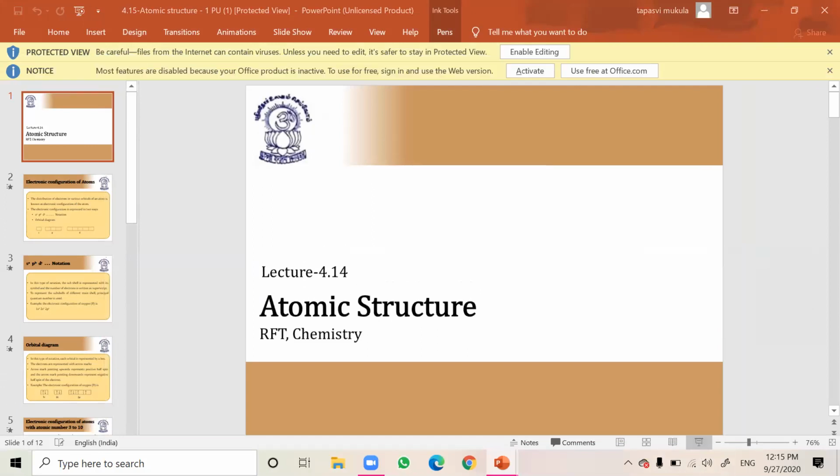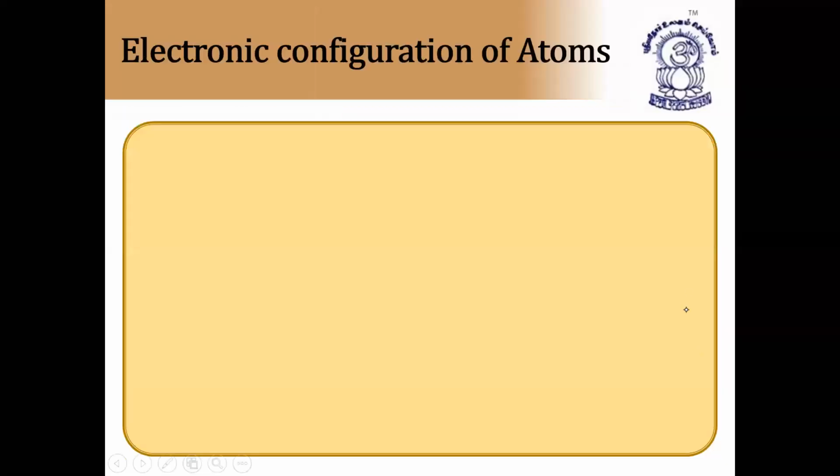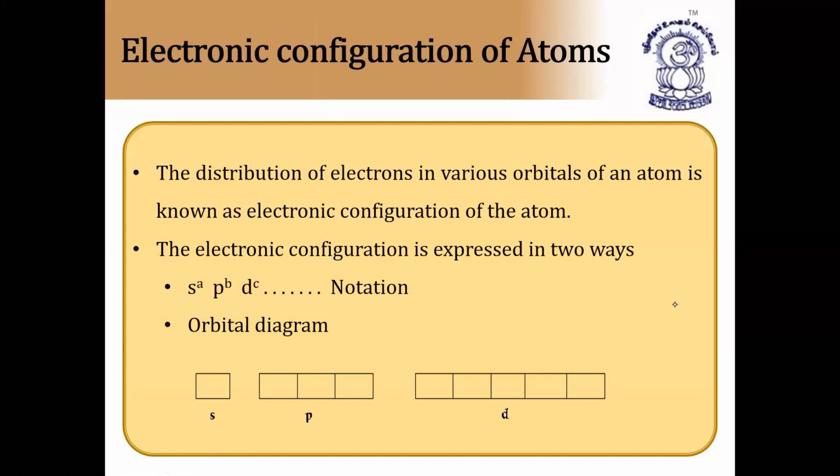I'm just sharing the slides. So electronic configuration of atoms, very, very important: how to fill the electrons. Already we have seen the orbital diagram, s, p, d. The distribution of electrons in various orbitals of an atom is known as the electronic configuration of the atom. The electronic configuration is expressed in two ways: s^a p^b d^c notation, and second, the orbital diagram.